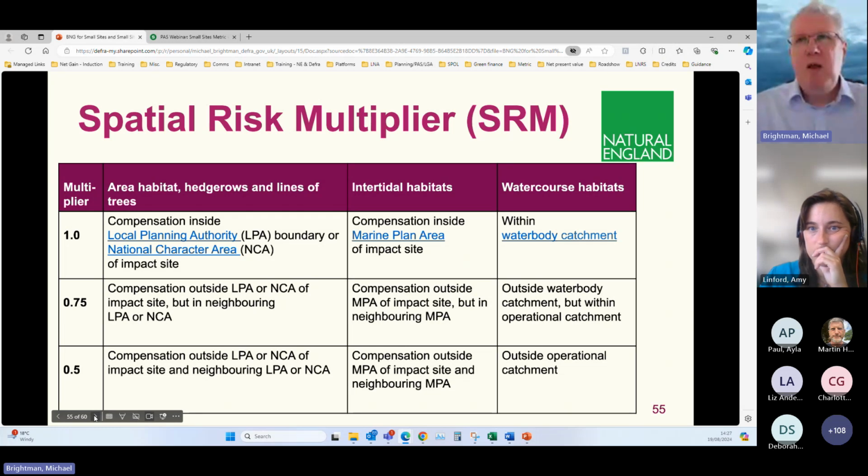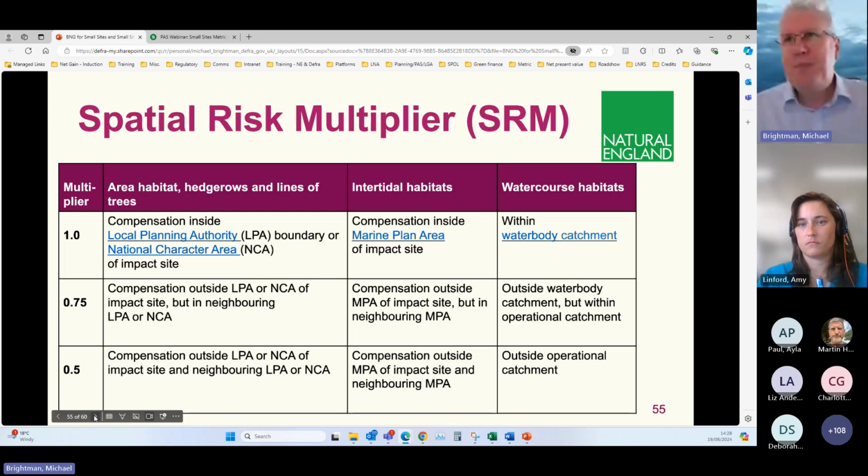A 0.75 multiplier kicks in for a neighbouring marine plan area, and the 0.5 for further away again. For watercourse habitats, again, same mechanics: the multiplier is 1 within the same water body catchment area, 0.75 outside the water body catchment but within the operational catchment, and then 0.5 further away.